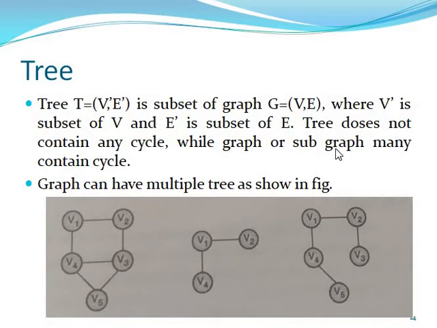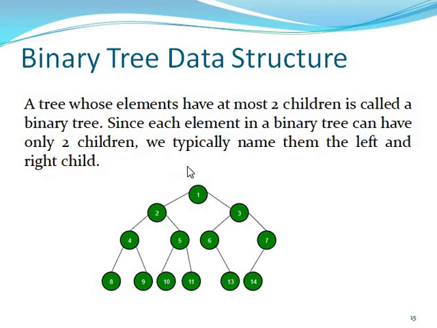While a graph or subgraph has many constraints. You have seen that if vertex V1 is connected to V2 and V4, this is also one connection you have represented. Then V1 is connected to V2, V4, V5, and if you remove that, this is also represented. So now the main constraint of a tree is that it does not contain any cycle, so it is not possible to create a cycle in a tree. Now this is the representation of the binary data structure.